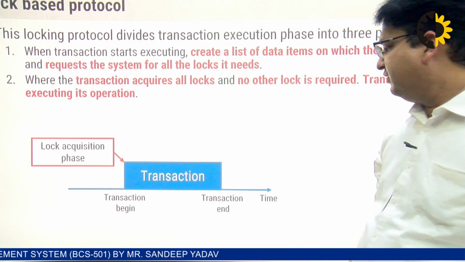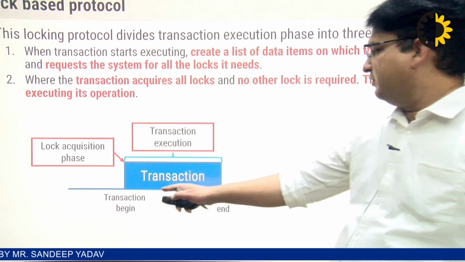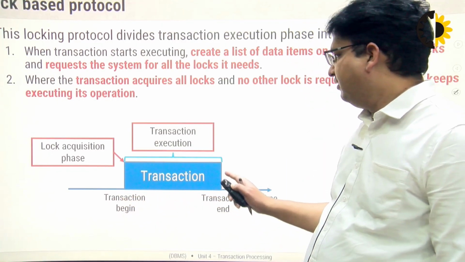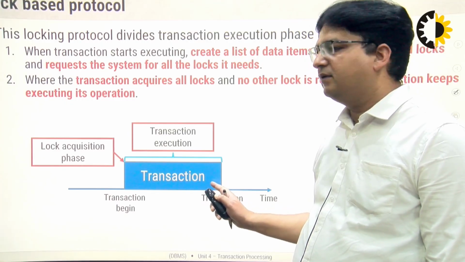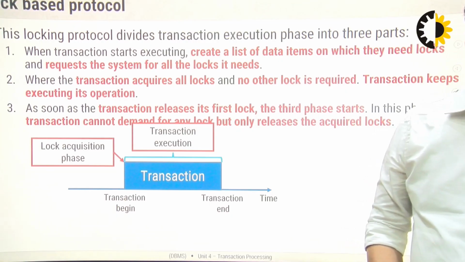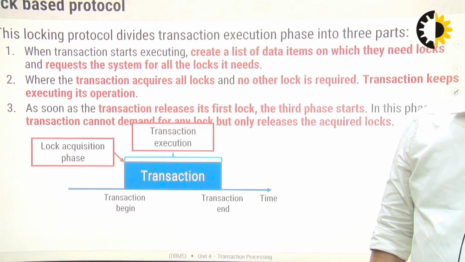Now, as soon as the transaction finishes its work, that it is executing from here to here, from this point, transaction begin to transaction end, the lock is present on the data item, and this phase is known as the execution phase. As soon as the transaction releases its first lock, the third phase starts.